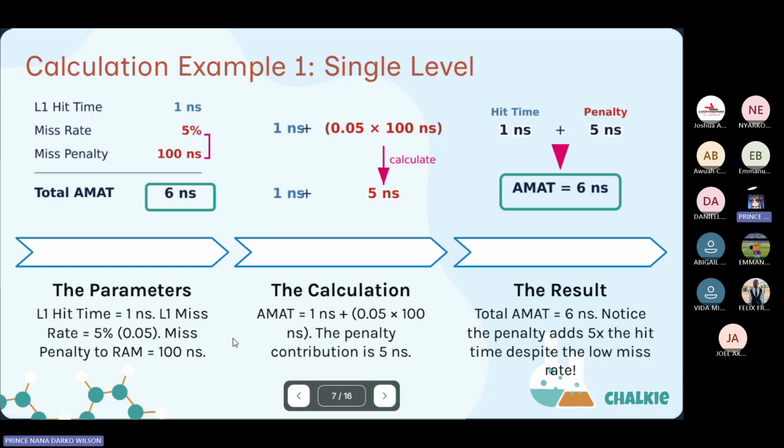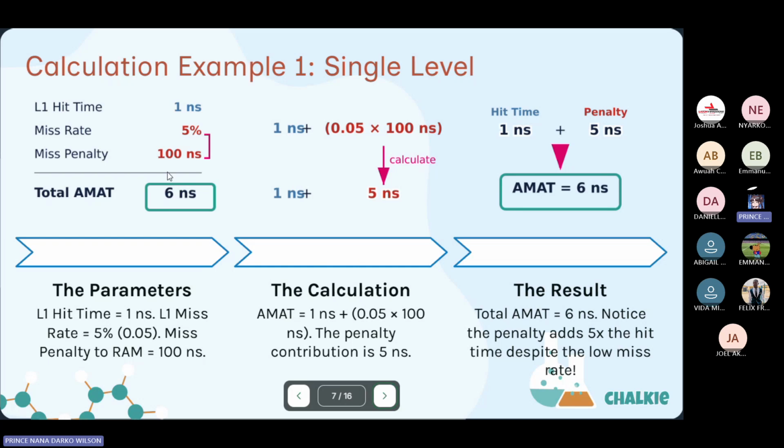So how many times you have to go outside it? And the penalty to RAM is 100 nanoseconds. So we compute it by combining 1 nanosecond plus the miss rate times the miss penalty. The penalty is 0.05 times 100, and that gives us 5. So 1 plus 5 gives us 6. Notice that the penalty adds 5 times the hit time despite the low miss rates.